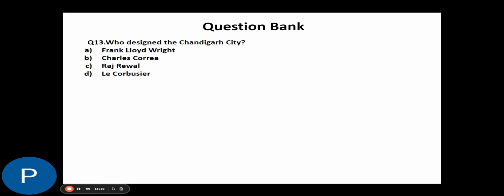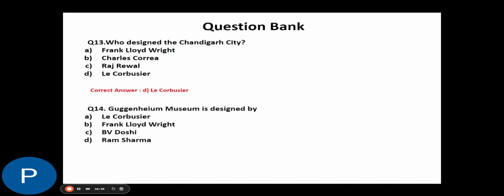Who designed the Chandigarh city? The options are A. FLW, B. Charles Correa, C. Raj Rewal, and D. Le Corbusier. So the correct answer is D. Le Corbusier. Coming to the next question: the Gagan Vihar Museum is designed by, the options are Le Corbusier, FLW, B.V. Doshi, and Ram Sharma. The correct answer is Frank Lloyd Wright.